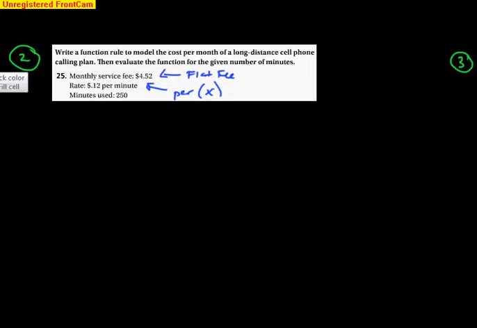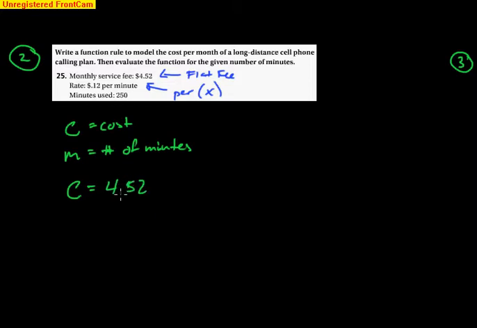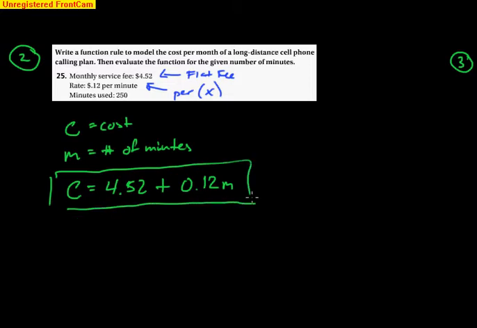So in this problem, I'm going to let C represent the cost, and I'm going to let M represent the number of minutes. So my function, cost equals the flat rate of $4.52 plus the 12 cents per minute. M is my number of minutes, that's 12M. And there's your cost function.